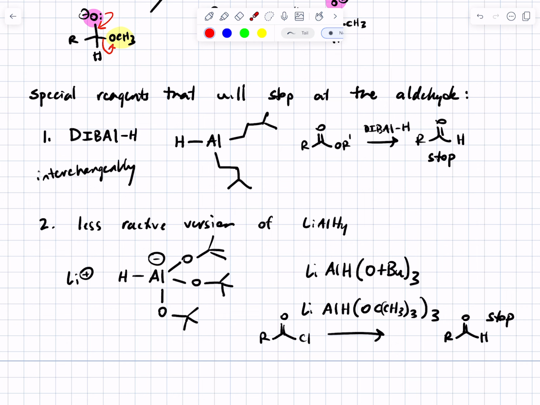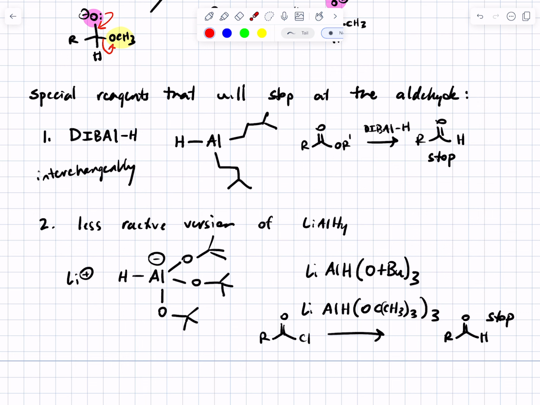The lesser active version of AlH4, is it comparable with NaBH4? Is that comparable with sodium borohydride? I don't know. It's a good question. Sorry. What else?